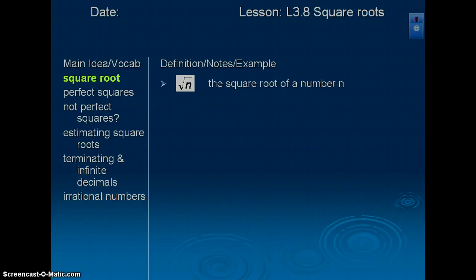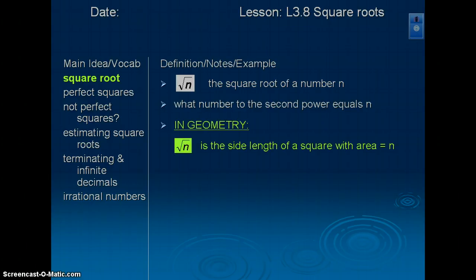Again, review for square root. The square root is the square root of a number, written with a radical symbol. We're asking ourselves what number to the second power equals n. In geometry, this is actually why we say squared or square root. The square root of n is the side length of a square with an area equal to n.